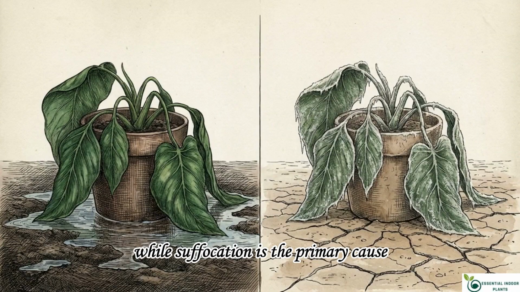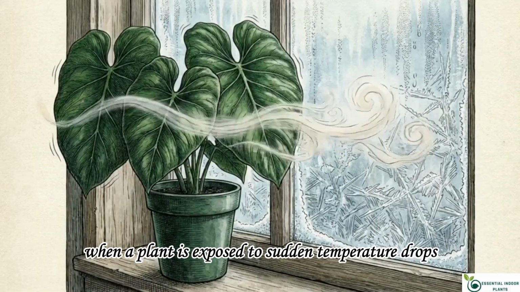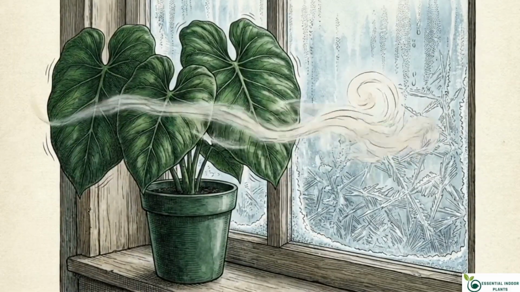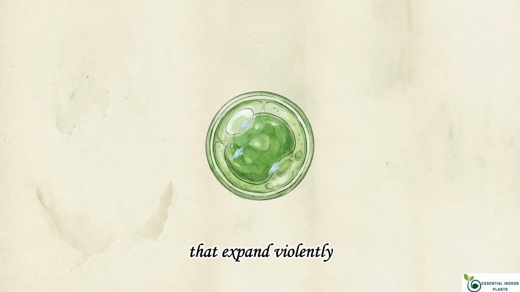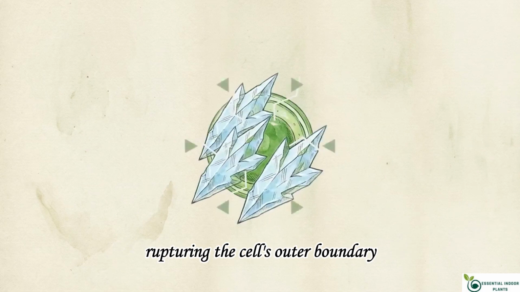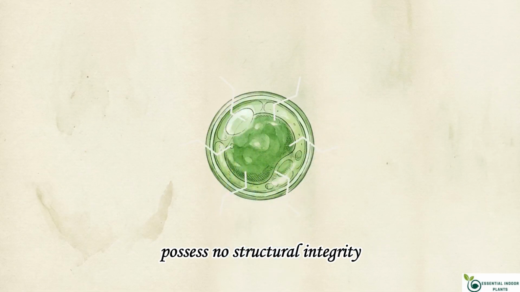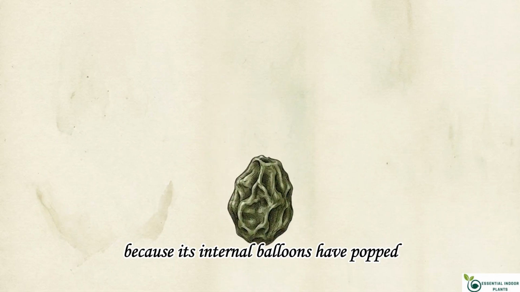While suffocation is the primary cause, sudden cold shock can trigger an identical collapse. This typically happens when a plant is exposed to sudden temperature drops near drafty windows or air conditioning units. As temperatures drop, fluid inside plant cells freezes into ice crystals that expand, violently rupturing the cell's outer boundary. Once thawed, these shattered walls possess no structural integrity. The leaf collapses because its internal balloons have popped.